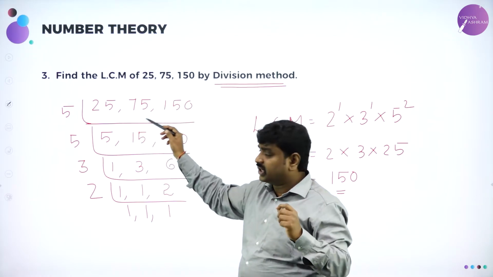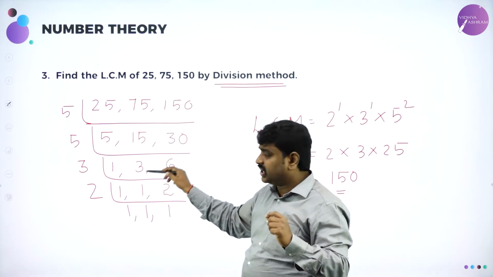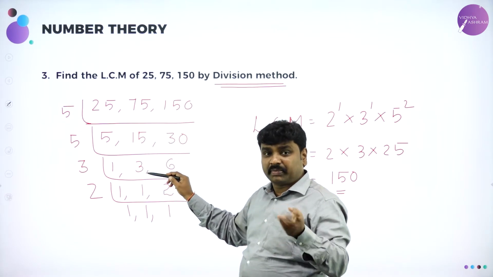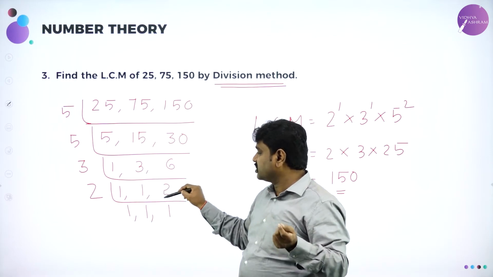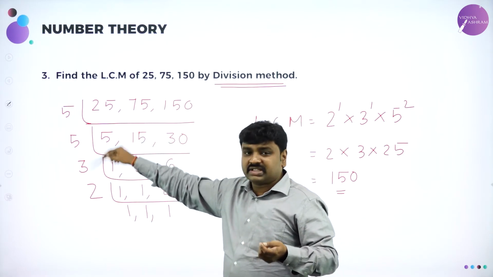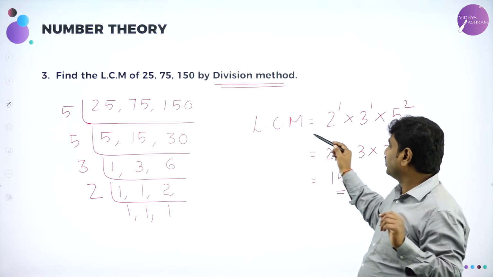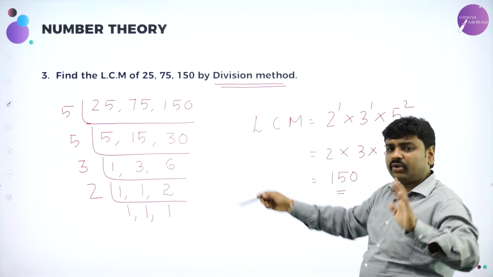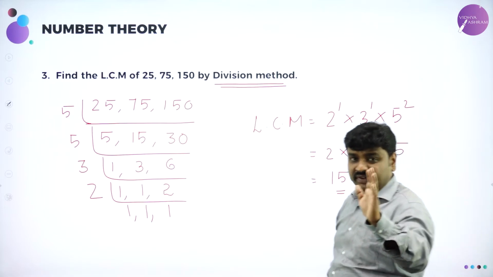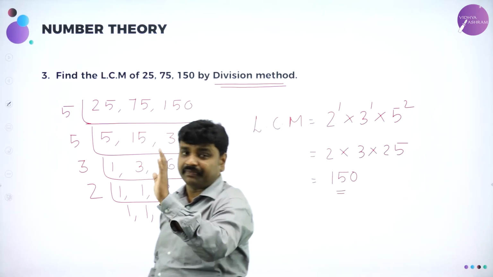So 5 divides all 3, divide it. Now again 5 divides all 3, divide it. Then 3 and 6 are divisible by the prime number 3, divide it. Then 2 is divisible by 2. Then you multiply all these things, that is the LCM. So 2 power 1 into 3 power 1, or 2 into 3 into 5 into 5, if you directly do also, you will get the LCM, that's it.